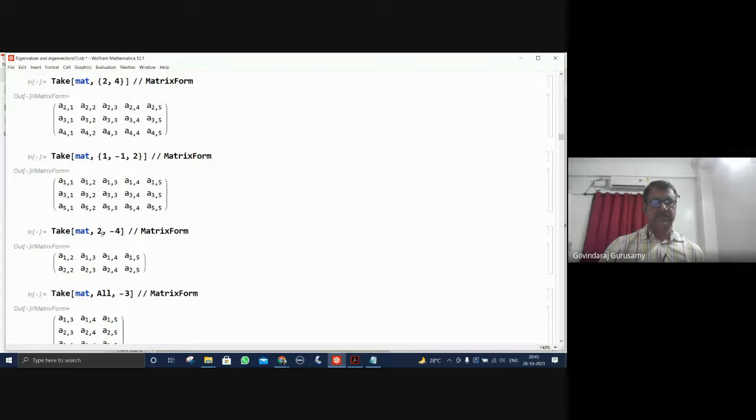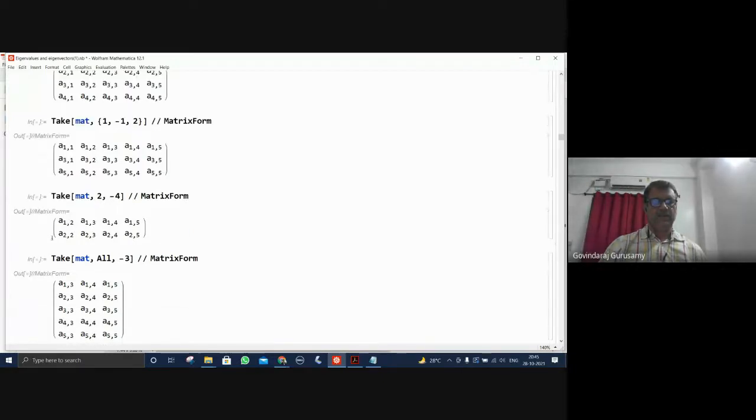For example, here mat 2 minus 4. So you can see here 1 and 2 will be there, and minus 4 is 1, 2, 3, 4, 1, 1, 1, 1, 2, which means 1, 2 is here, 1, 1 is missing. 1, 2, 1, 3, 1, 4, 1, 5. Then 2, 2, 2, 3, 2, 4, 2, 5. That's the meaning of the 2 minus 4 matrix form.